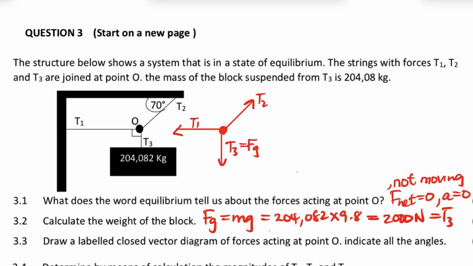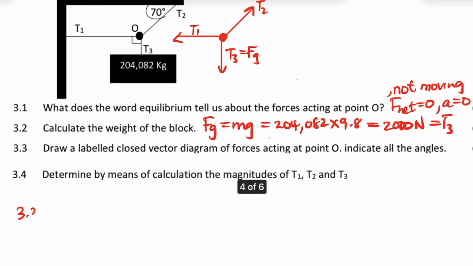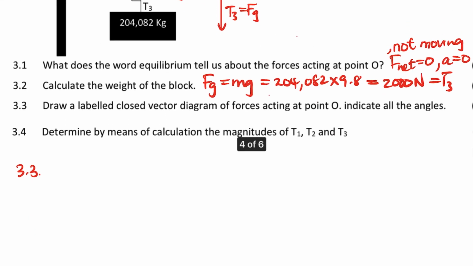Now 3.3, it says draw the labeled closed vector diagram showing forces acting at point O, indicate all the angles. Guys, I've already shown you how to draw the vector diagram in the previous videos. Check the previous videos. Here I'm going to start with the gravitational force, which is T3.